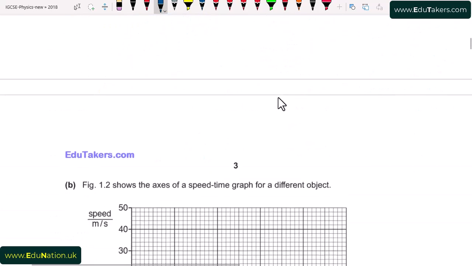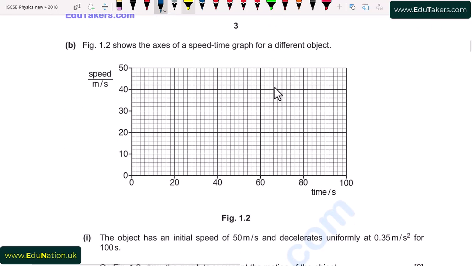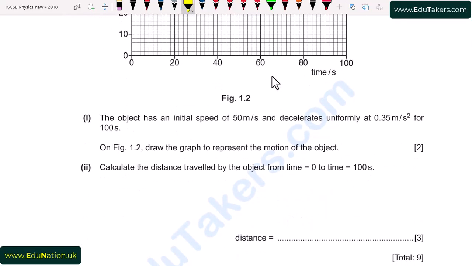Part B. Figure 1.2 shows the axes of a speed time graph for different objects. So here is figure 1.2 and we can see that it's a speed time graph, and speed is measured in meter per second while the time is measured in second. Part 1. The object has an initial speed of 50 meters per second. Initial speed is given and it decelerates uniformly at 0.35 meter per second square for 100 seconds.